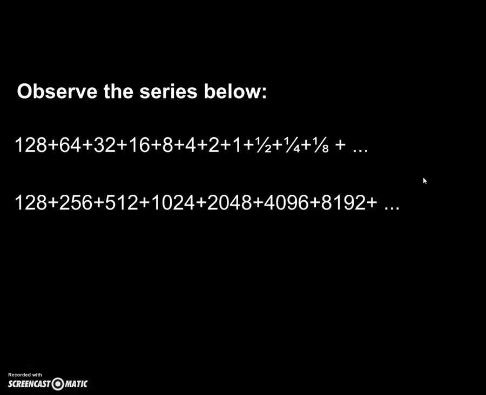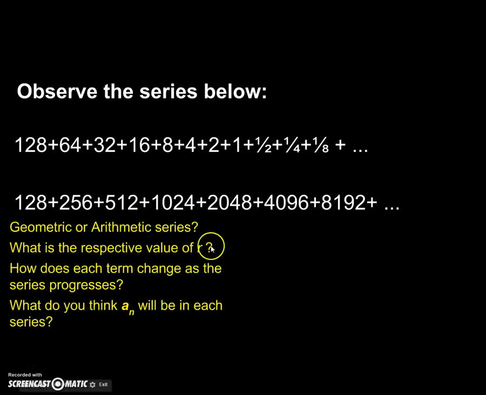Alright, welcome back. So, a few questions for you. The first one: are these two series geometric or arithmetic? I hope your answer is geometric, okay? Because you can see that 128 to 64, we multiply by half. 64 to 32, I multiply by half. 32 to 16, I multiply by half. So this is obviously a geometric series, and my R for the first geometric series would be half, 1 over 2.